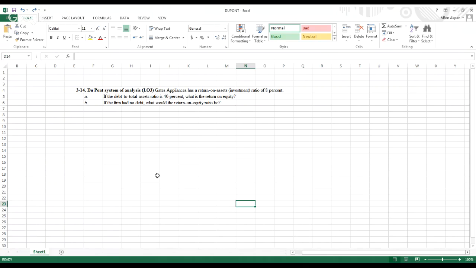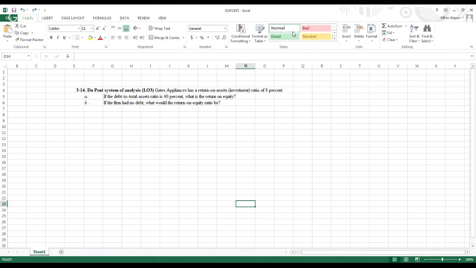So let's look at it. We've got Gates Appliances has a return on assets ratio of 8%. So it gives us that. We've got part A. If the debt to total assets ratio is 40%, what is the return on equity? And so remember, with the DuPont ratio, we are solving for return on equity. Now, part B is asking if the firm had no debt, what would the return on equity ratio be? So we're looking at the same thing with debt, without debt.